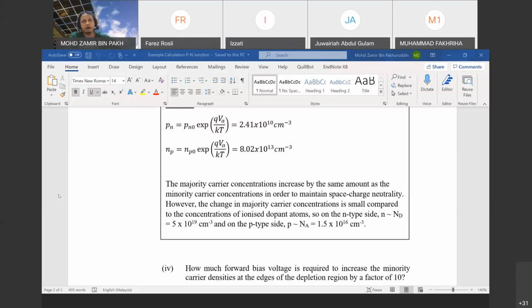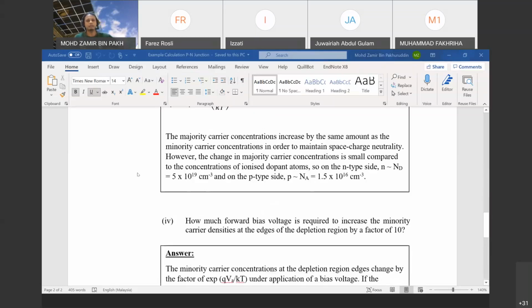But you've got a change of minority carriers due to the illumination or applied bias accordingly, right? However, the change in majority carrier is so small. So on the N side, with ND, the minority carrier is given by this Pn and Np expression.